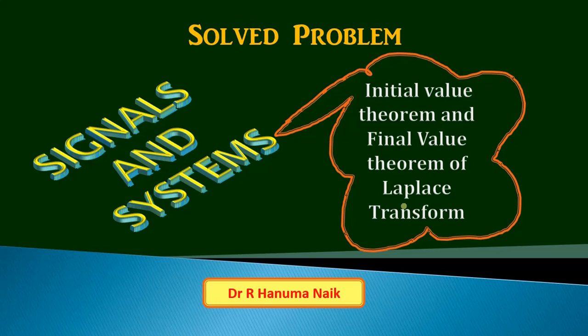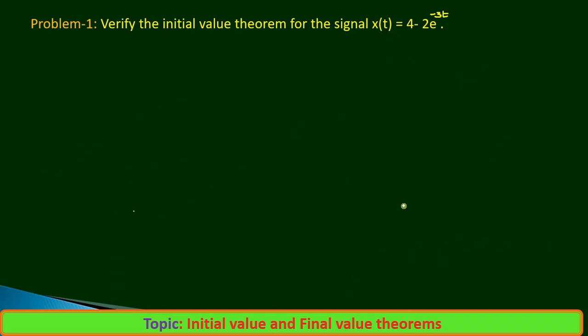Welcome to this lecture. In this lecture, I will discuss a problem on initial value theorem and final value theorem of Laplace transform. The first problem is: verify the initial value theorem for the signal x(t) equals 4 minus 2 e^(-3t). So we will see the solution of this problem.